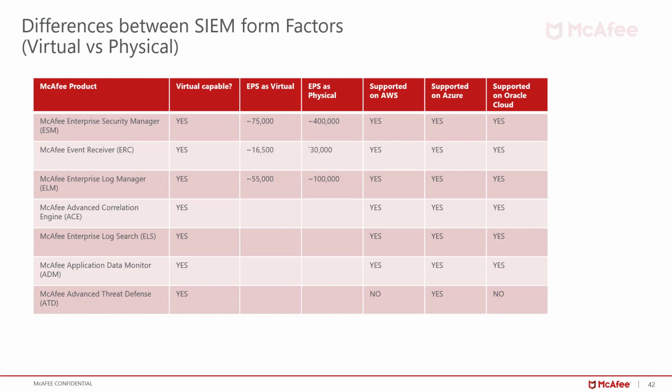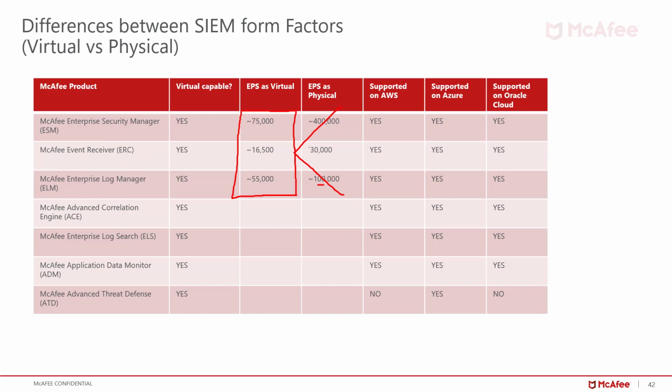Now, with going into a virtual environment, the events per second is not as significant as if it was a physical device. So as you can see for ESM, for example, in this particular configuration for virtual, it can only handle 75,000 events per second, whereas the EPS for a physical is 400,000. Now again, this will vary based on different compression ratios and how many core CPU that the virtual device has, as you can add more cores to the virtual to kind of help.